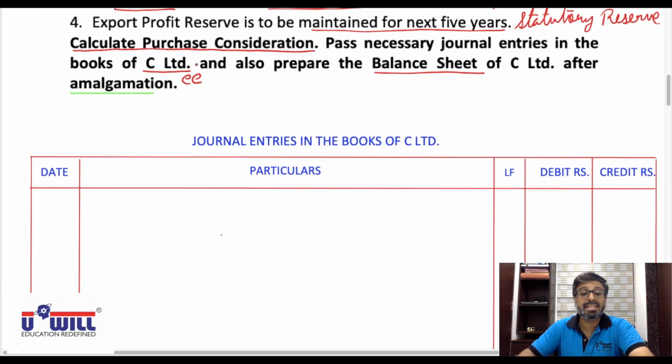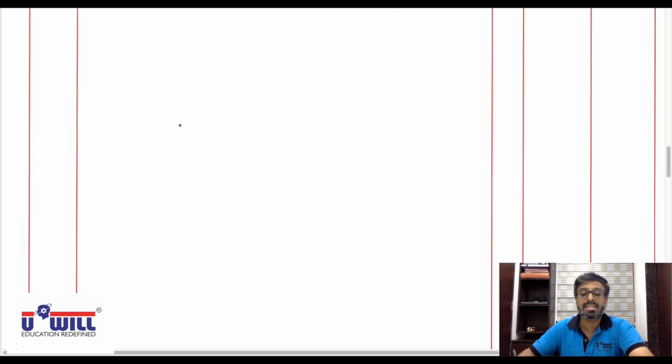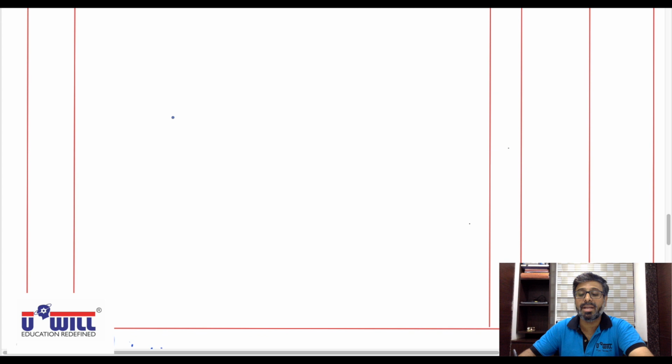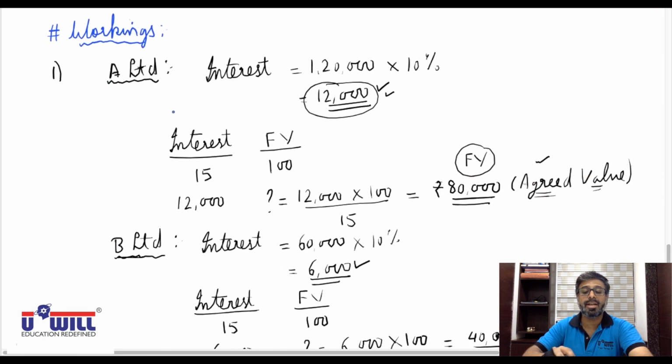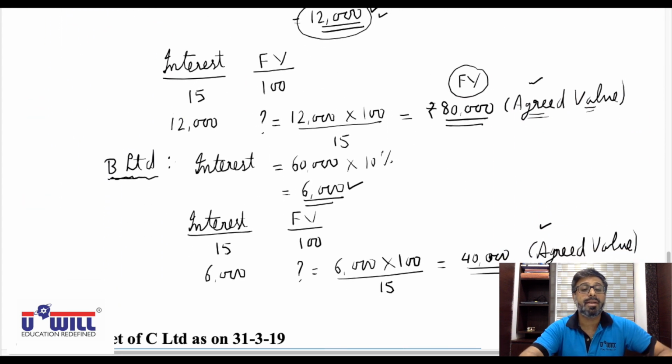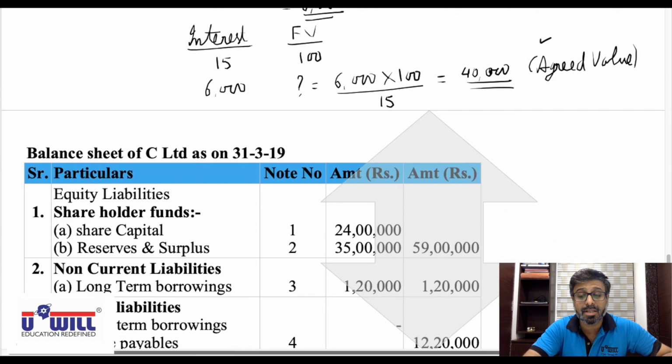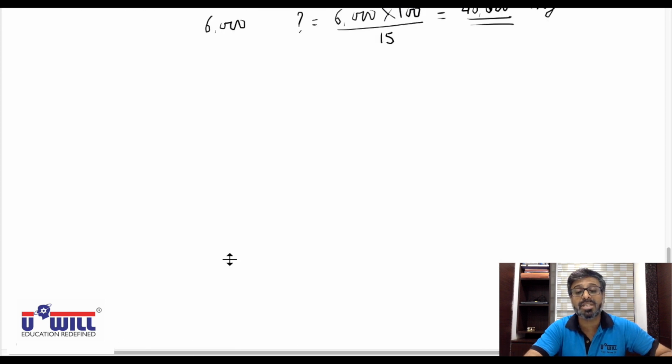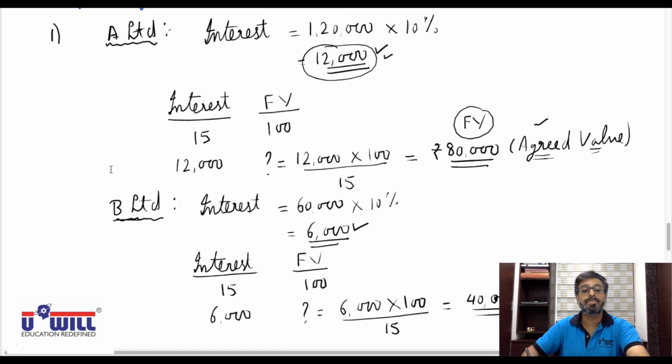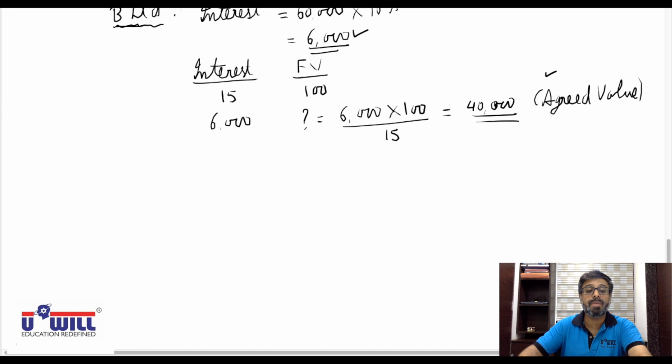Now before we pass the journal entries, we will have to make workings and find purchase consideration for A Limited and B Limited. Because the very first journal entry, business purchase account debit to A Limited, B Limited's liquidator, we have to pass with the amount of purchase consideration. So until we have the purchase consideration, we cannot proceed further.